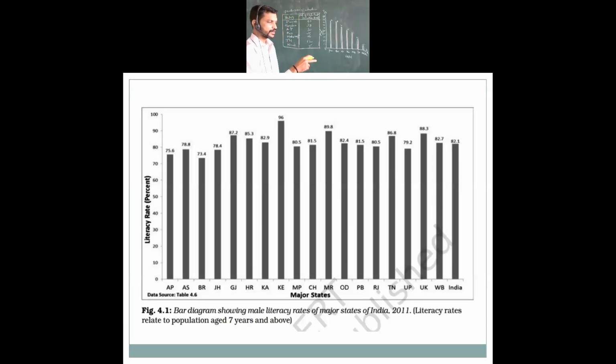Literacy rate relates to the population aged above seven years up to old age, whatever. Why? Because education never ends. That is what I am repeating.